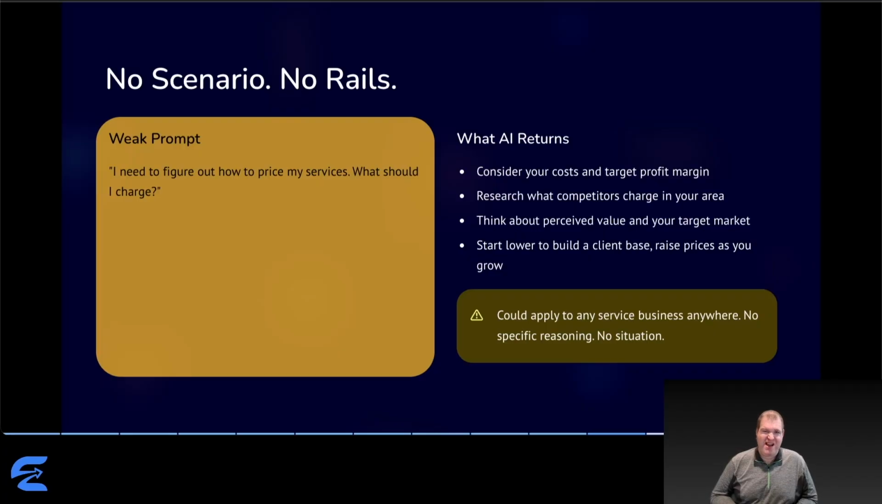Every one of those bullets is correct. Every one of them could apply to a cleaning company, a consulting firm, a dog groomer, or a web designer equally well. There's no pricing recommendation, no specific number, no strategy tied to any actual constraint, because no constraints were provided. The model matched the broadest available pattern for a service pricing question and landed exactly where you'd expect, at the center of the distribution. The output is a starting point for thinking about pricing, not an answer to a pricing question. And that's what you get when the pattern pool has no rails on it.